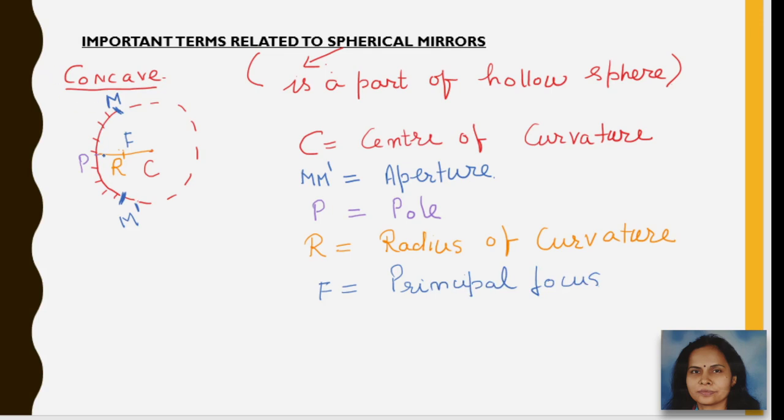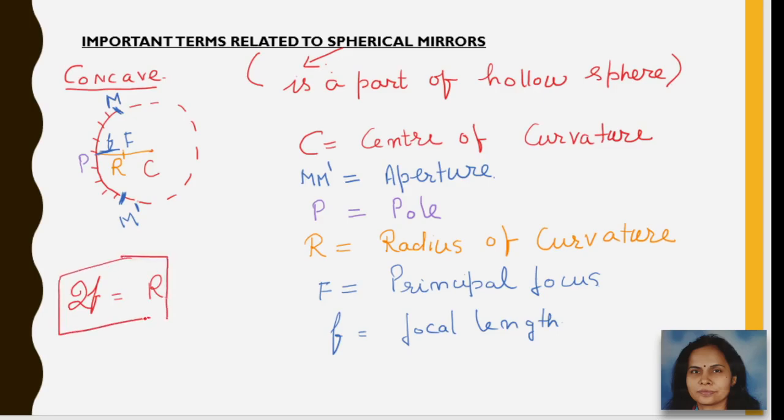And the last term here is the distance between P and F. This distance is known as focal length, which is represented by small f. So this is known as the focal length of the spherical mirror. In this case, we are doing it for the concave mirror. Now there is a relation between focal length and the radius of curvature: the radius of curvature is twice the focal length. So you can use this while doing your numericals.